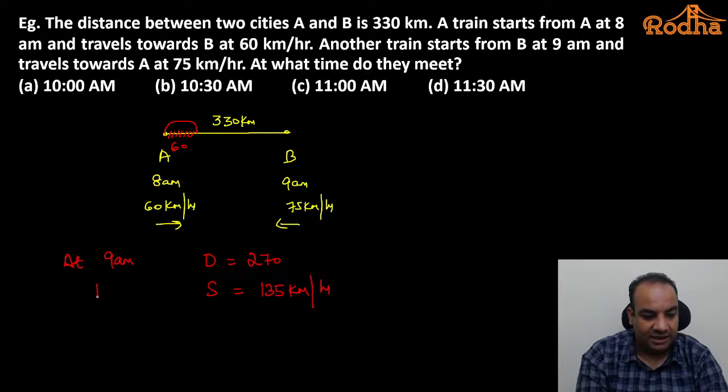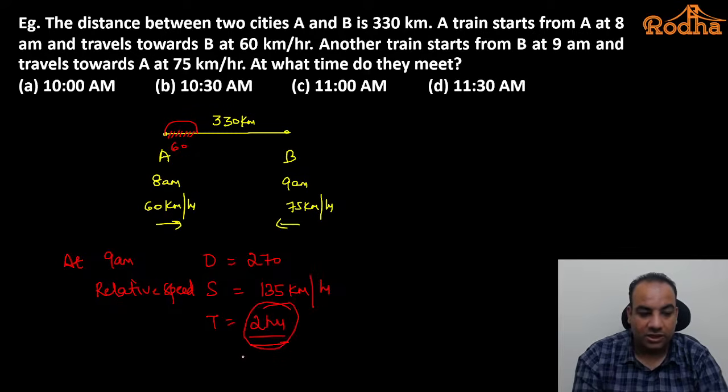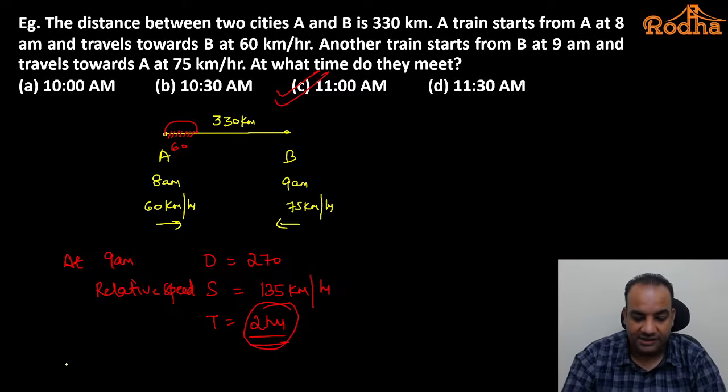So that is the relative speed because they are traveling in the opposite direction. So relative speed is 135 km. So time is what? Distance upon speed. So 270 by 135, that is 2 hours. So 9 बजे में 2 घंटे जोड़ दिए. Answer is 11. तो 11 बजे वो एक दूसरे को मिलेंगे. तो आंसर इज 11. Is it okay to all?